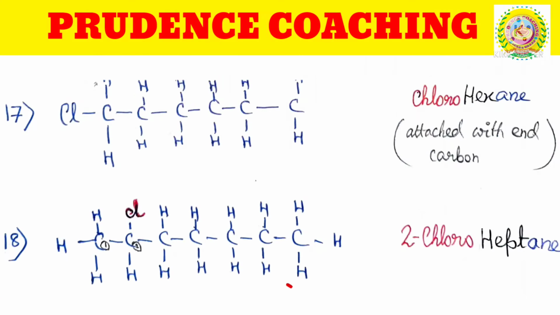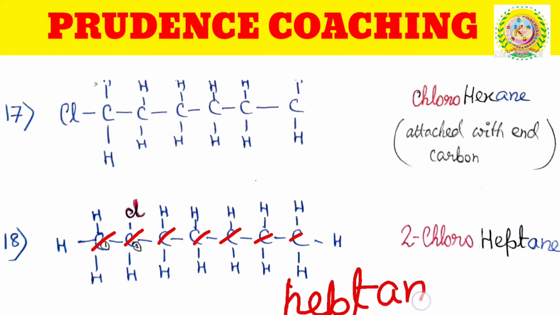So let's see. Now let's start with number 18. Here, as you can see, 1, 2, 3, 4, 5, 6, 7 carbons are there. So we will use the prefix HEPT, hept. Now in between the carbons we have a single covalent bond, so we will use the suffix ANE, heptane. But here we have the functional group, that is halogen, chlorine here. So here we have chlorine.